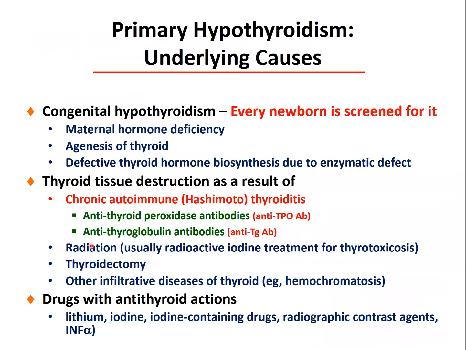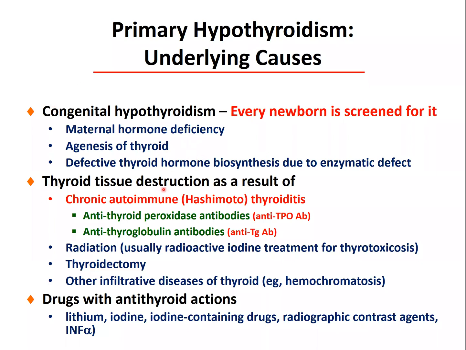Now, primary hypothyroidism can be very rare in congenital form. This is why every newborn baby is screened, to avoid the consequence of this congenital hypothyroidism, which is cretinism. In cretinism, not only is the linear growth stopped, but the patient's mental development is altered as well. So this can be diagnosed very early.